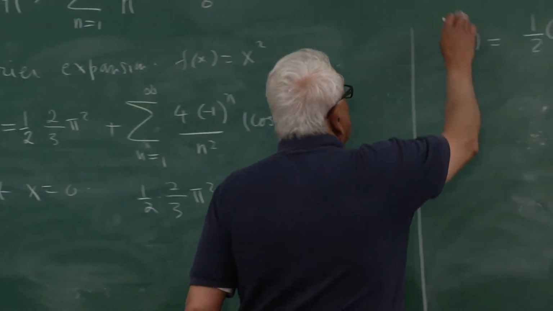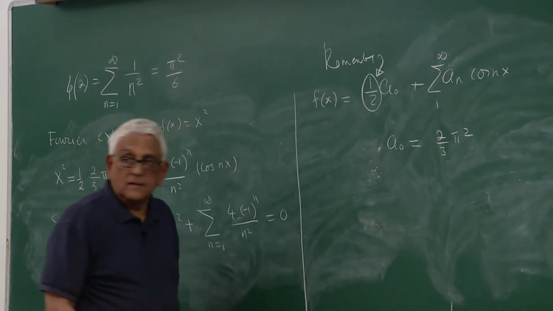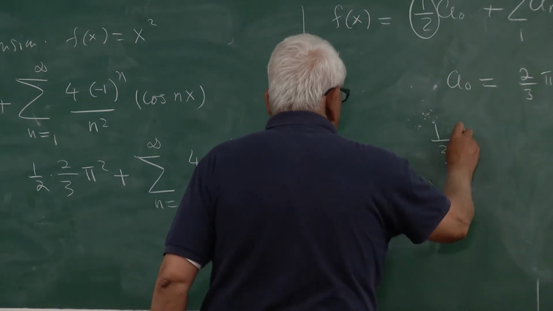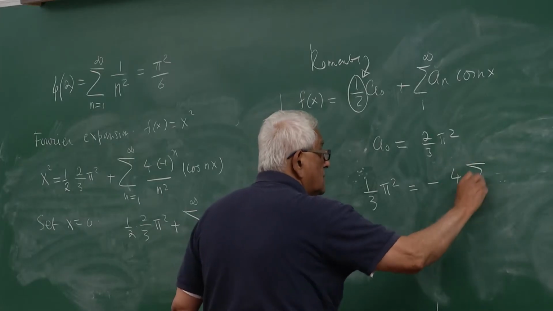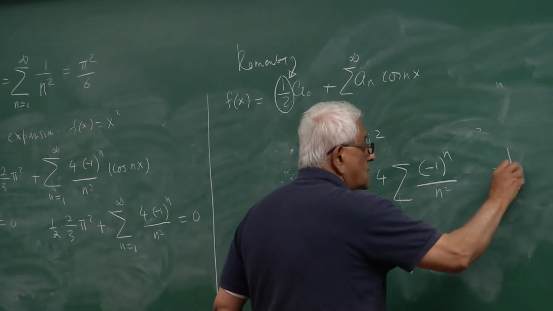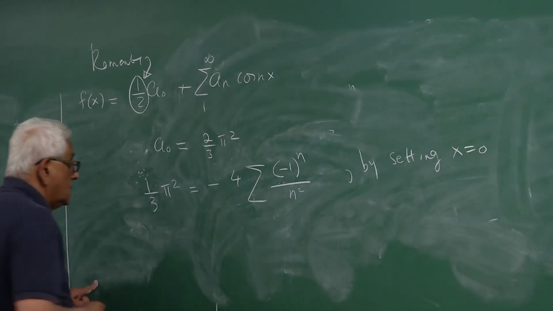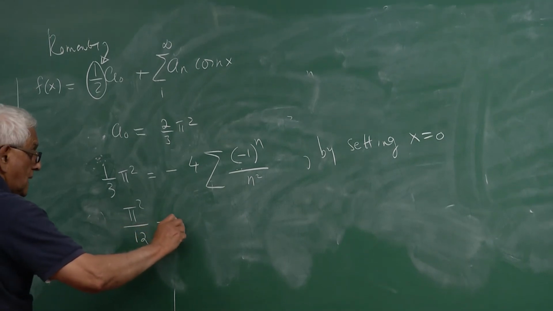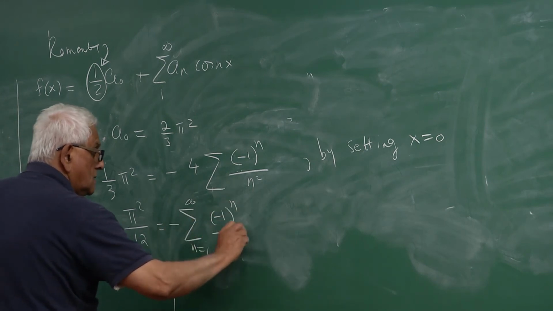Right. So remember, okay. So then what I have is 1/3 pi squared is equal to minus 4 summation minus 1 to the power of n over n squared, by setting... So this means that I divide by 4, I get pi squared over 12 is minus summation n equal to 1 to infinity minus 1 to the power of n over n squared.